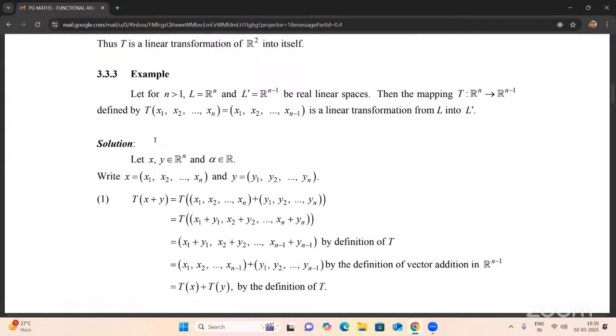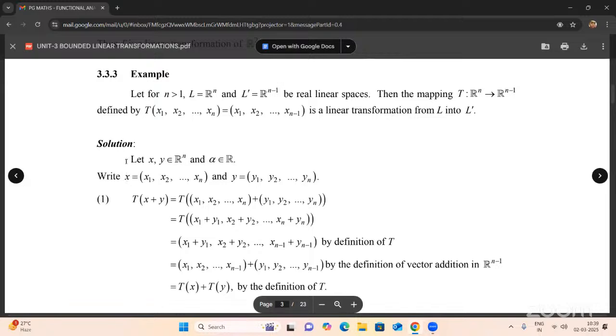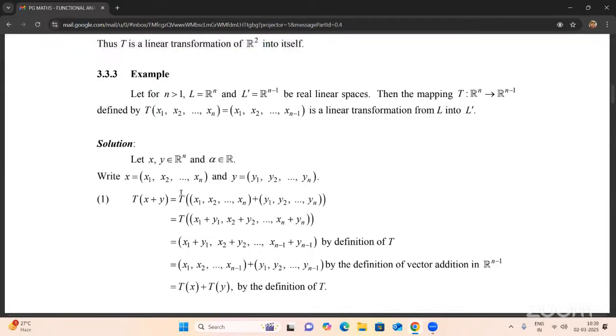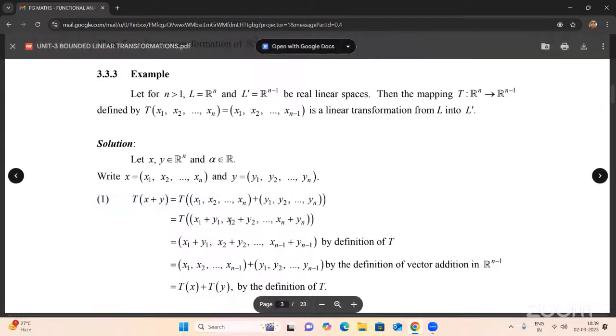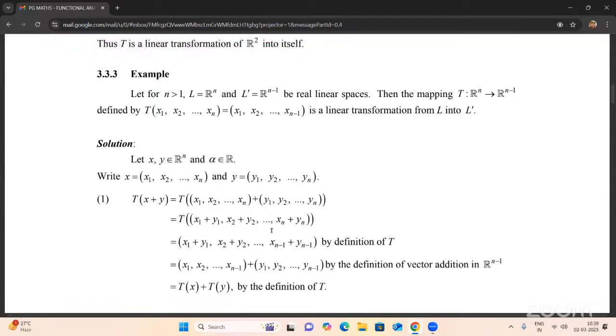Solution. Now it is clear, there is no doubt. Here we are taking any two elements x and y in the n dimensional space, with alpha being a real number. Here x equals (x1, x2, and so on, xn) and y equals (y1, y2, and so on, yn). The relation is the transformation of x plus y, that is, the transformation of x means (x1, x2, and so on, xn) and y means (y1, y2, and so on, yn). Now it can also be written as the transformation of (x1 plus y1, x2 plus y2, and so on, xn plus yn).